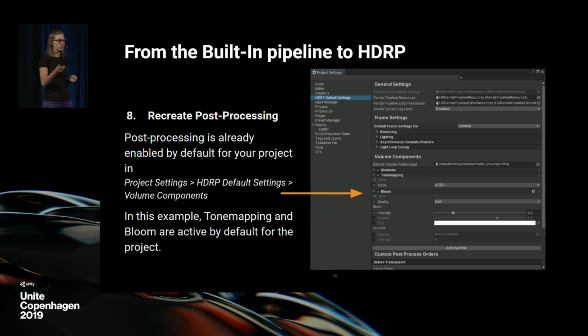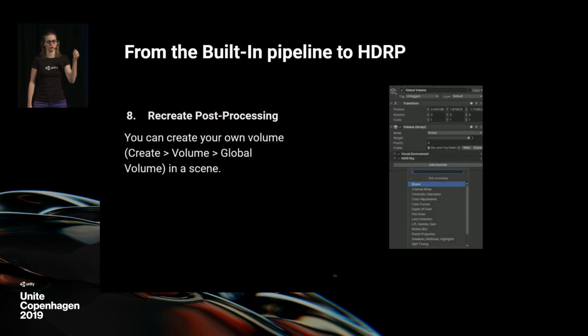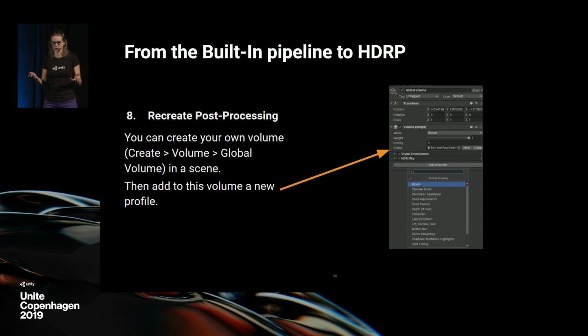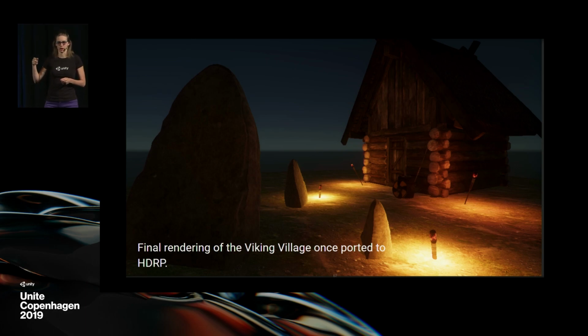It's up to you. But what if I want some for my scene? Well, we also can do it. It's via volumes. So you can create your own volume in a scene, and then you add to this volume a new profile. In this case, I added sky and fog and post-processing volume. And I add an override for each post-processing effect I need. So if I want a different bloom, override, post-processing, bloom, bam, I got my new bloom. So here I changed the sky. I re-added the post-processing I had with my previous scene, regenerated the light map, and this is what it looks like. Very similar to what I had before.